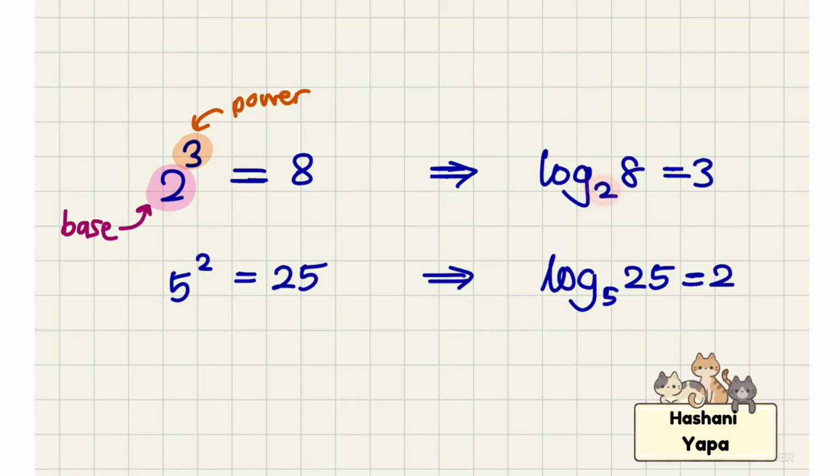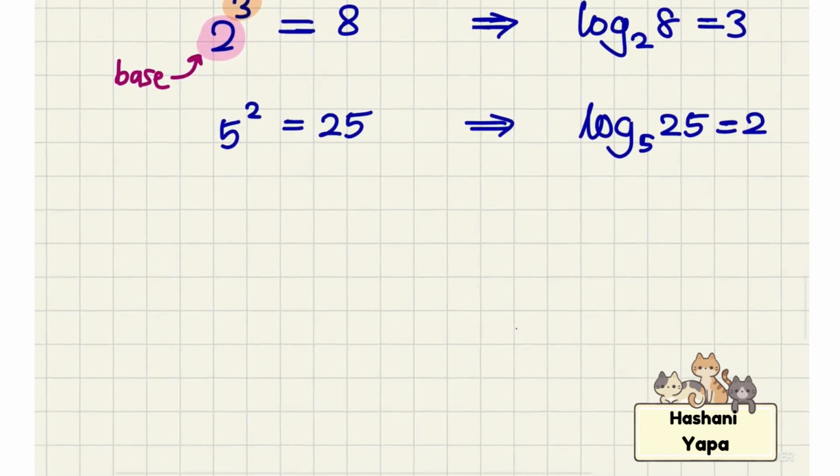You can see the pattern, how it goes. 2 here is the base, so the base became the tiny number here and the power became the subject here. So 2 to the power 3 equals 8. This is one easy way to remember. You start from 5 here: 5 to the power 2 equals 25. Go in a circle.